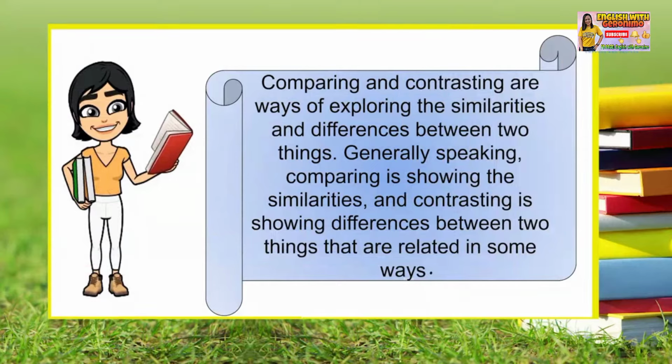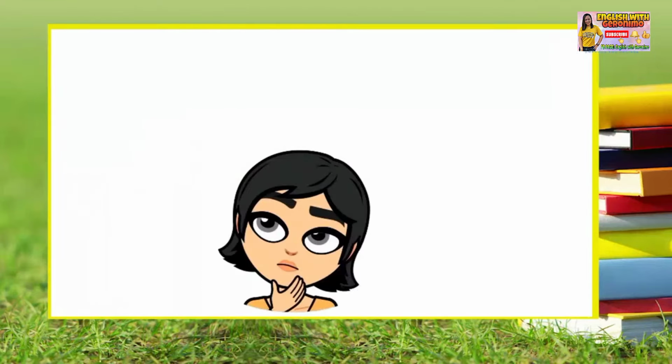Comparing and contrasting are ways of exploring the similarities and differences between two things. Generally speaking, comparing is showing the similarities and contrasting is showing differences between two things that are related in some ways. How do we find if two things compared are related?